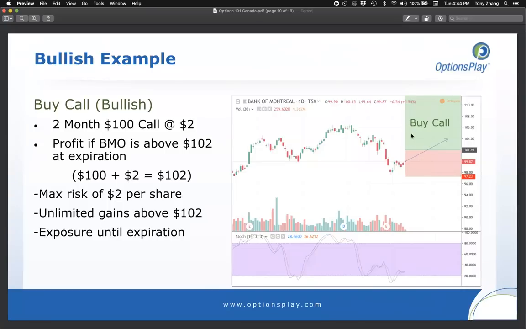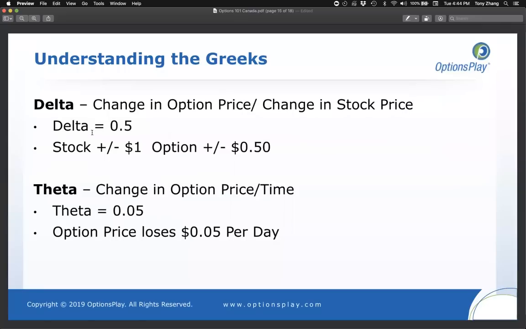If I bought the stock, I know that if it goes from 100 to 105, I'll make $5 a share. But if I buy a call option and the stock goes from 100 to 105, how much money do I make? And the answer to that question is answered by delta. So the delta of a call option tells you exactly how much money you'd make based on the change in the stock price.